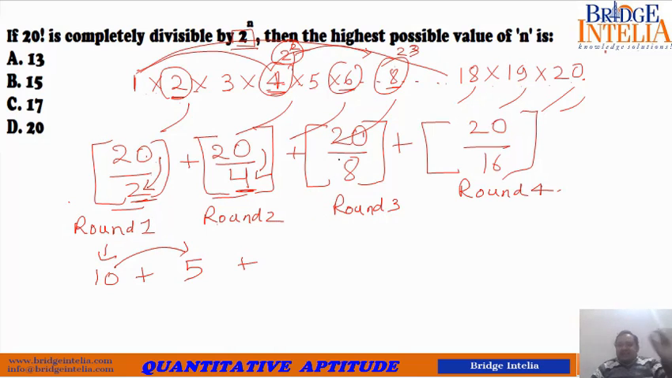You cannot write a decimal. You have to write an integer. So 20 divided by 8, 2. 20 divided by 16, 1. So these many total powers, 10 plus 5 is 15, 17, 18. So 18 is the correct answer.